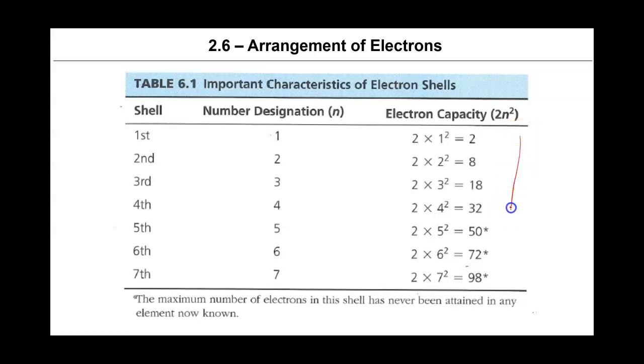So here we have all the way out to 7 shells, which is the largest number of shells for any known atom. So you can see the shells get bigger, and the number of electrons that they can contain increases quite a lot.